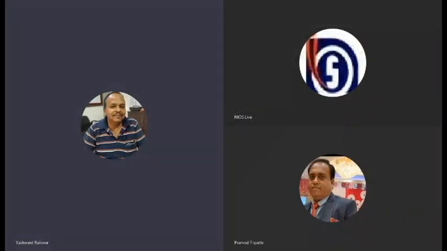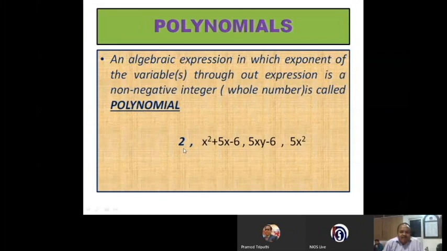The variable is hidden here, that is x raised to the power 0. In the second example, x square plus 5x minus 6, we see the exponent of the variable in the first term, x square. What is the exponent? 2 is here. And in the second term, 5x, it is x raised to the power 1. It is a non-negative integer. Minus 6, it is a constant. But the variable is hidden here, x raised to the power 0.